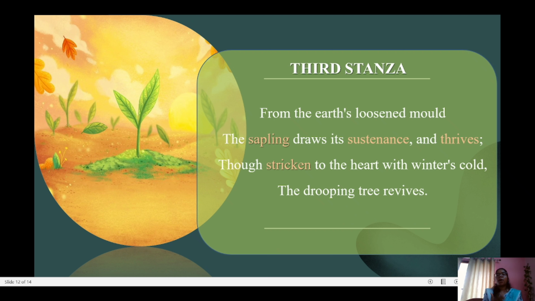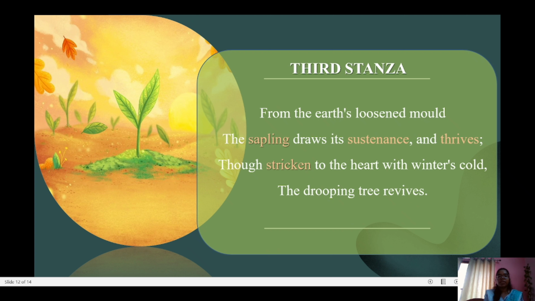So due to the warm sun, what are the things that are happening? First, due to the warm sun, the soil is getting soft and nice, and because the soil is getting soft, now the baby trees are able to suck all that good stuff from the ground, and with the help of those nutrients, they are able to grow, and they are becoming stronger. Okay, now in the next line, though stricken to the heart with winter's cold, the drooping tree revives.